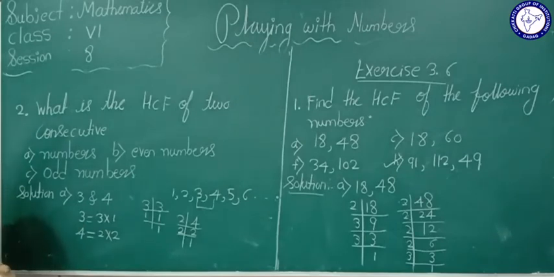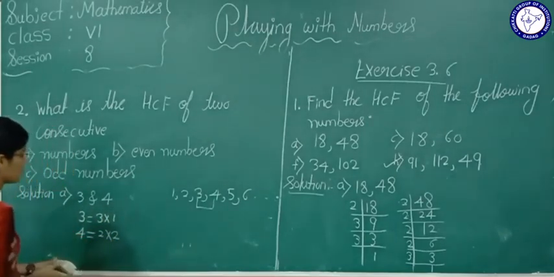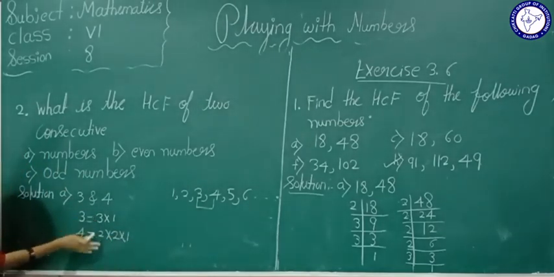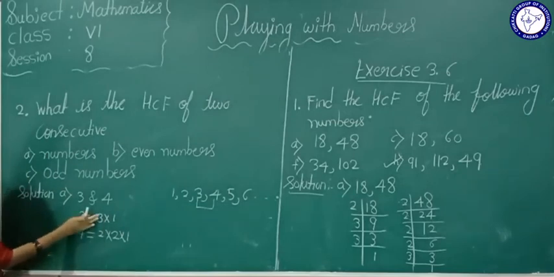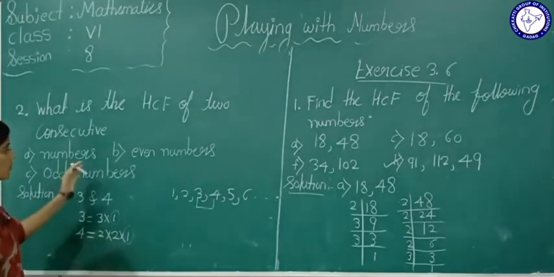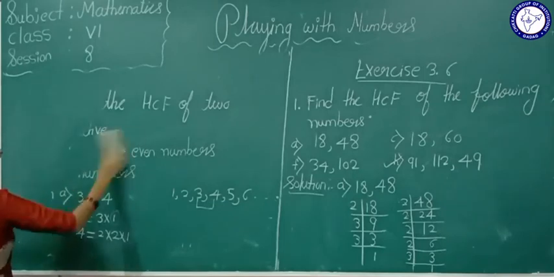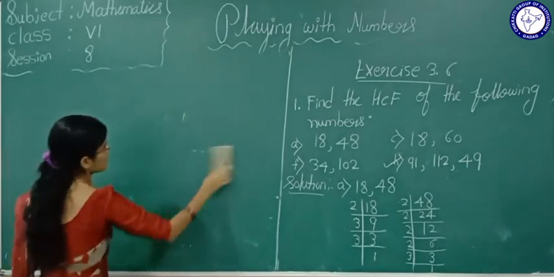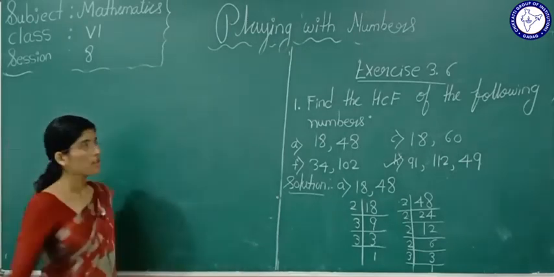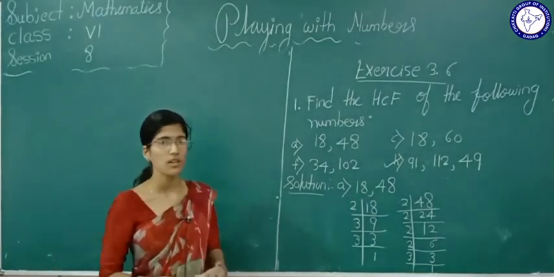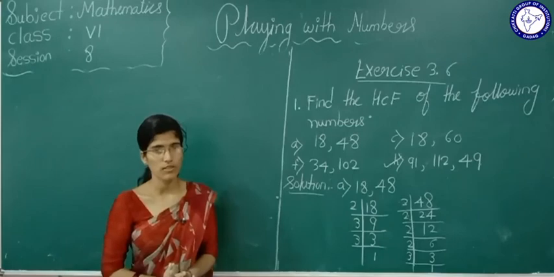Now see here, what is the HCF of these two numbers? It is 1. Okay. In a similar way, you have to do the remaining ones also. Okay, B1 and C1 you do by yourself. Okay, this is about your exercise 3.6 first main. The second main and third main we are going to solve in the next class. Thank you.